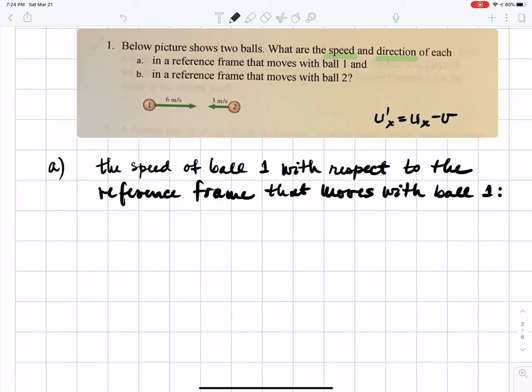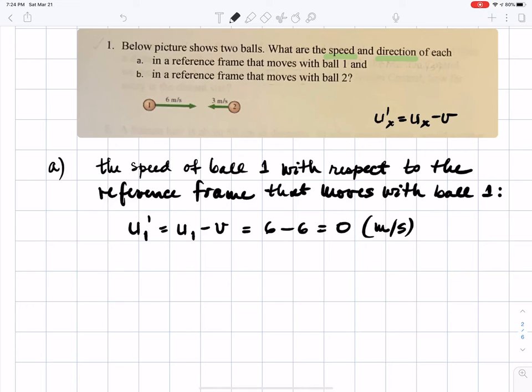You can call it with a prime or without a prime, whatever you are comfortable with. So I can call this u1 prime, which is equal to u1 minus v. If we plug our numbers in, we get 6 minus 6, and that's 0. And that's normal, right? Why? Because in a reference frame with itself, it has no velocity that you can read.